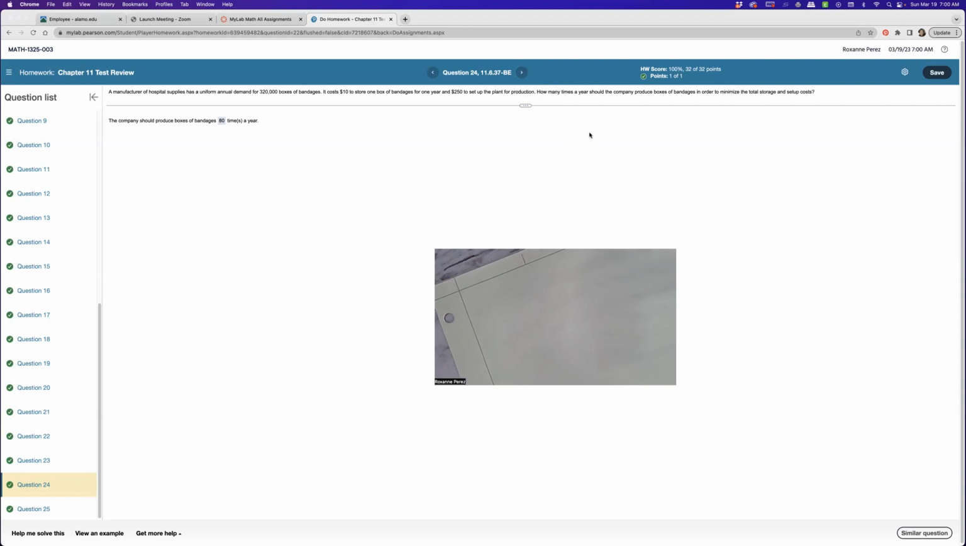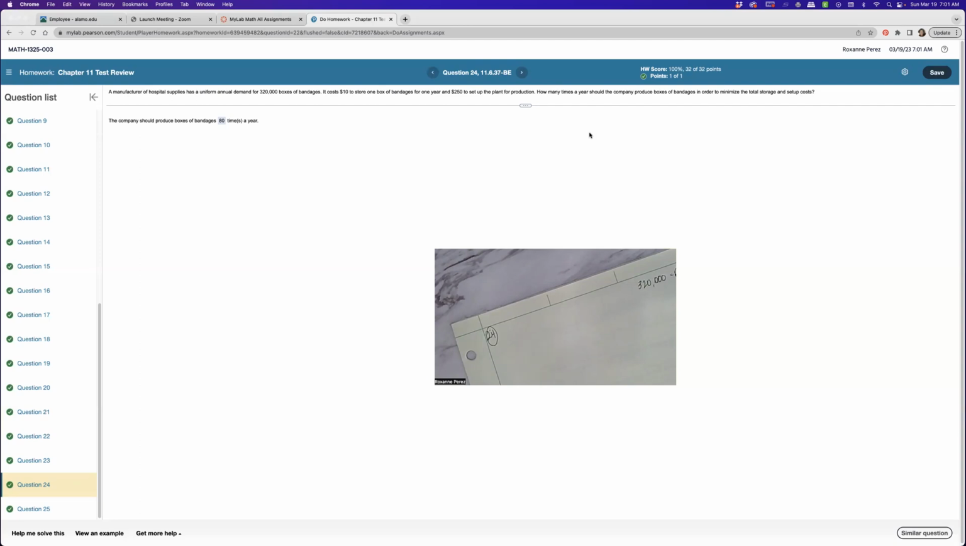A manufacturer of hospital supplies has a uniform annual demand for 320,000 boxes of bandages. So 320,000 is your demand. Just writing some notes. Okay. It costs $10 to store one box of bandages for 1 year and $250 to set up the plant for production. How many times a year should the company produce boxes of bandages in order to minimize the total storage and setup cost? Okay.